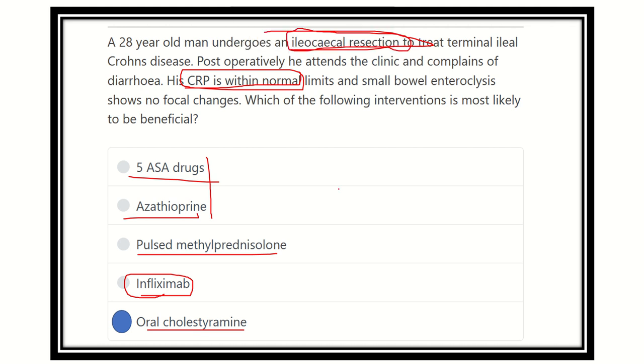So this is all about today's question. That means following a surgery in case of Crohn's disease, we have to be more cautious about bile salt after resection for treatment of this patient.